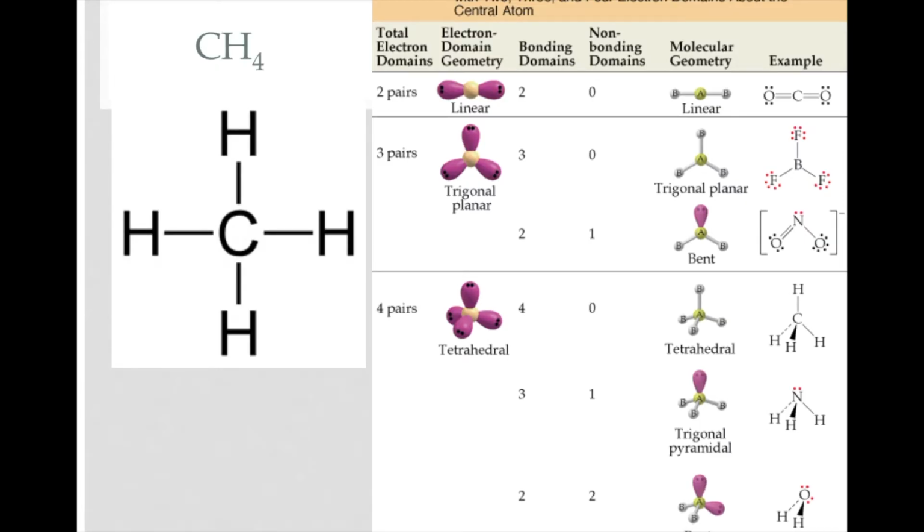Okay, so we got 4 bonds. So I'm going to go right where it says bonding domains. 4. I'm pointing and I know you can't see anything. So I look under bonding domains. It's the 3rd column. And I go to 4. I have none of them non-bonding. So they're all bonding. No dots, just lines. So I look across. My shape is tetrahedral.